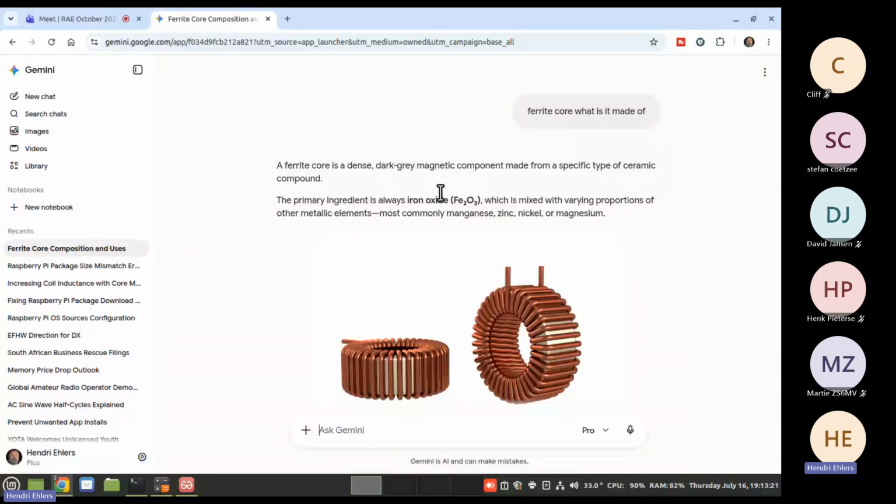But strangely enough, this is non-conductive, and you can also not pick it up with a magnet. The magnet doesn't cling to it or attract to it.